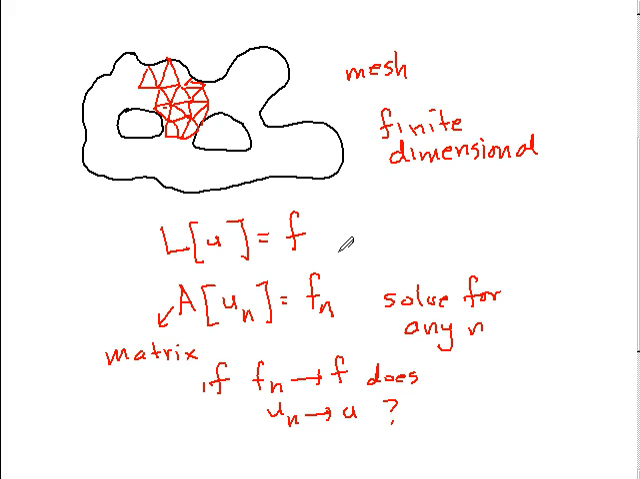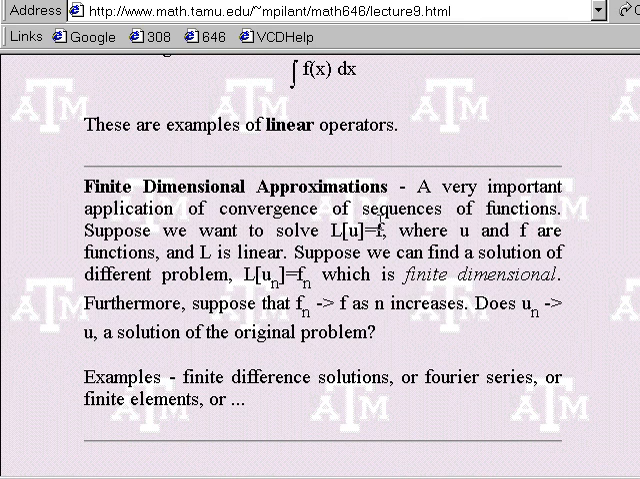Because it's easy to come up with a sequence of right-hand sides to get closer and closer in a function sense to f, and it's easy to solve any of these for a finite dimensional problem, but the question is, as you let n go to infinity, and the right-hand side approaches f, does u sub n approach u? That's the question. That all has to do with convergence of subsequences and sequences.